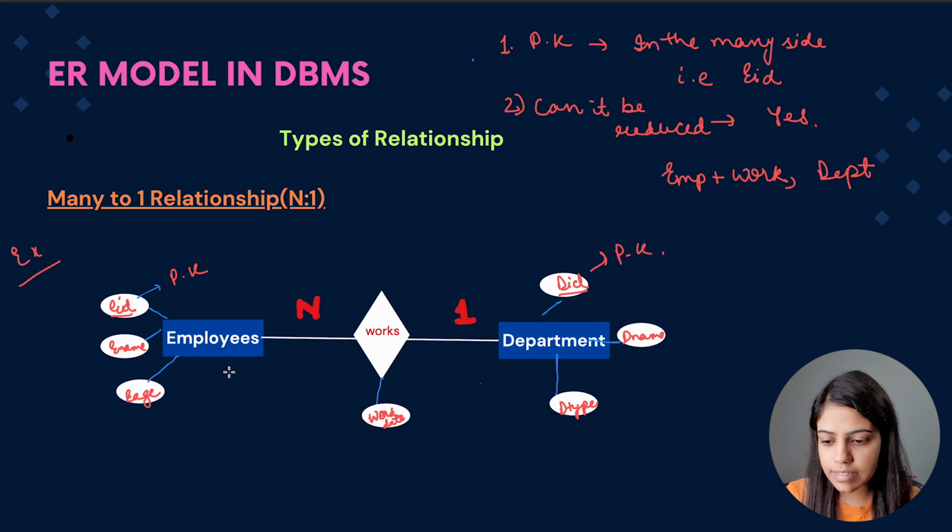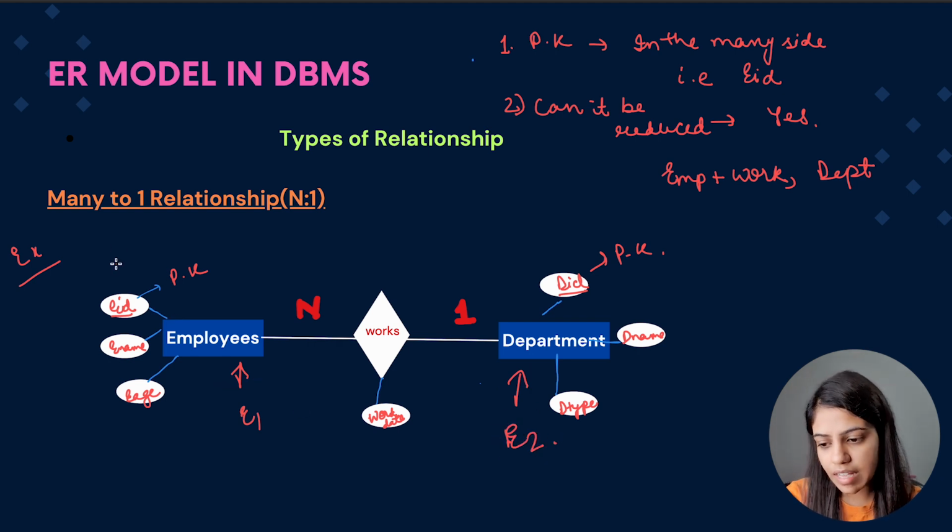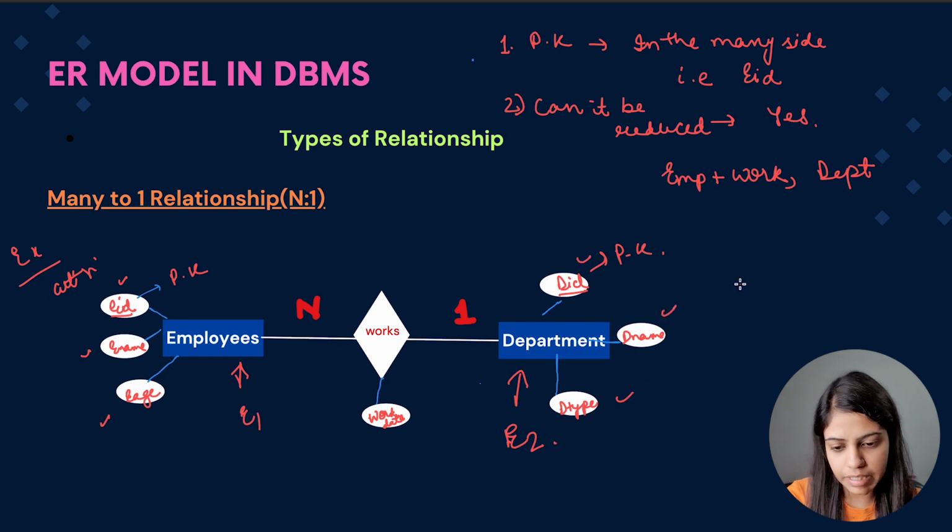So in the example you can see that there is an entity employee, that is E1. There is an entity department, that is E2. Now E1 is having some characteristics such as EID, ENAME, EH, that are also called attributes. E2 is also having some attributes such as department ID, department name, department type. Now E1 is having EID as the primary key. E2 is having DID as the primary key.